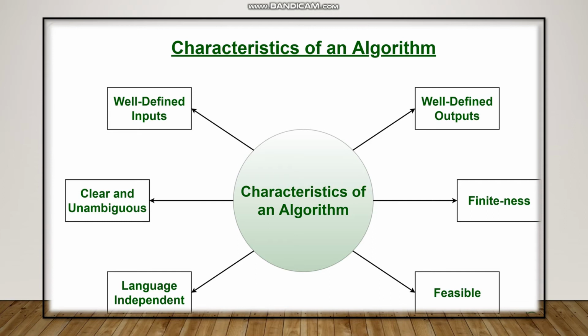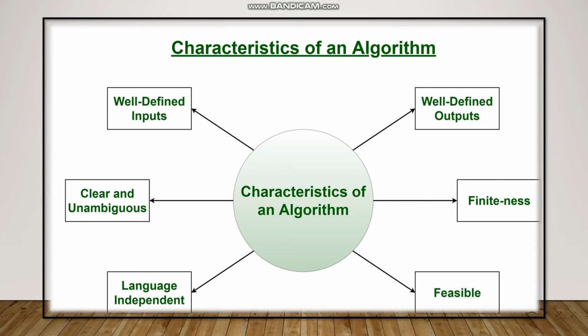Feasible here also means that it should not depend on any future extension or the technology that may be used in the future. Language independent. It is a plain instruction. You can execute it anywhere. It's not mentioned that you have to write an algorithm in C only or Python only. No, it's language independent. You can write it on any IDE, any software, any console, any terminal.